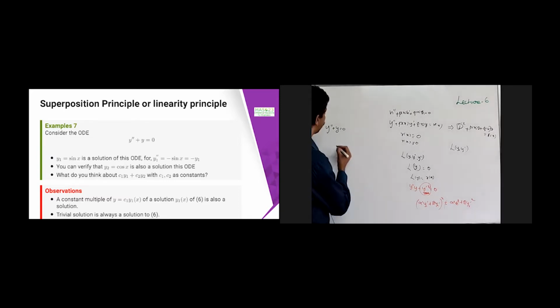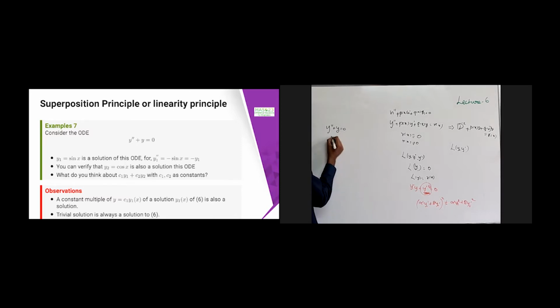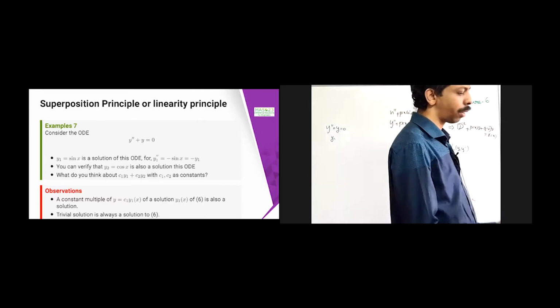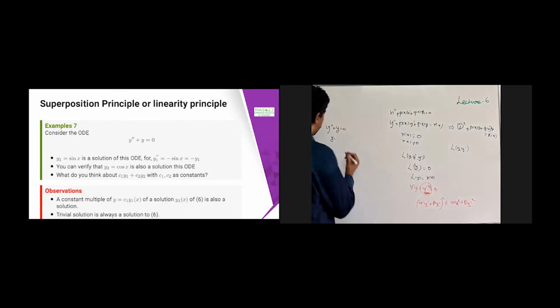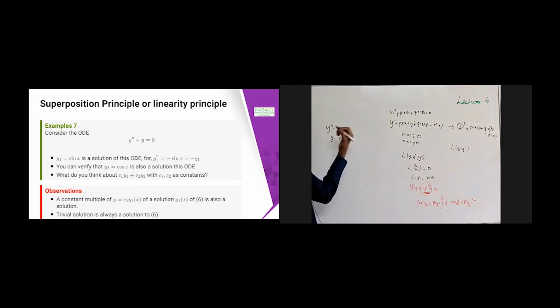In the earlier one we used something like e power mx. Now here we are going to check some trial solutions. You can take anything and check whether it satisfies. Suppose we substitute y equal to e power x. Then y dash is e power x, and y double dash is also e power x. Substituting, we get e power x plus e power x equal to 0. Therefore, it is not true.